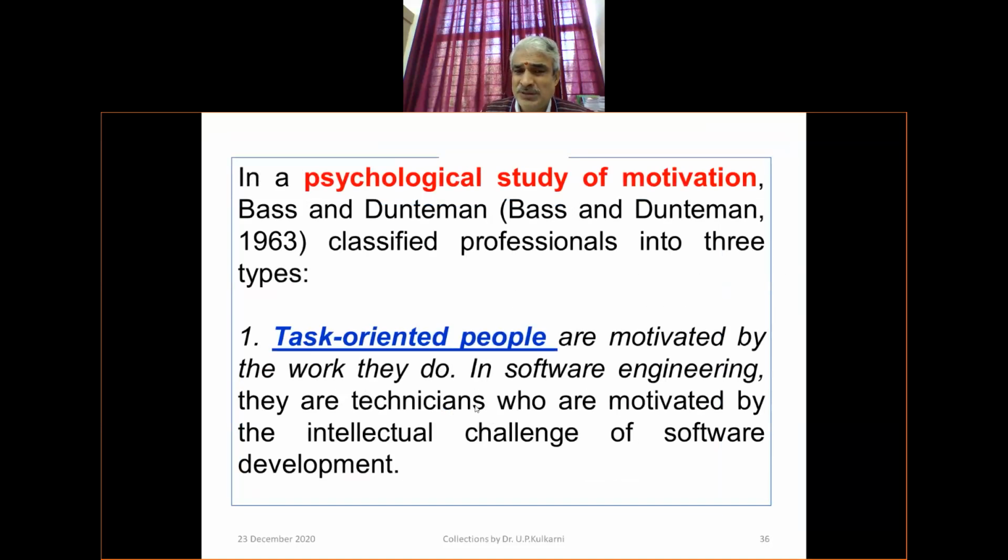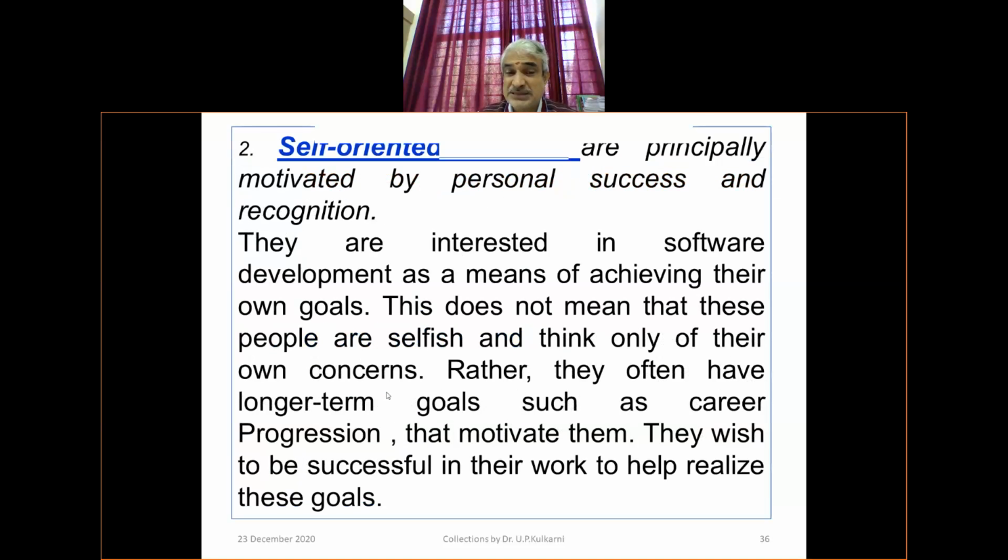Now, when you look at the psychological study of motivation done by some people, there are three categories of people that you usually find. One is task-oriented people. They're motivated by their own task. Given a new task, they sit in some corner, do it, and enjoy the results. They always like to have an intellectual challenge, and they're always motivated by this.